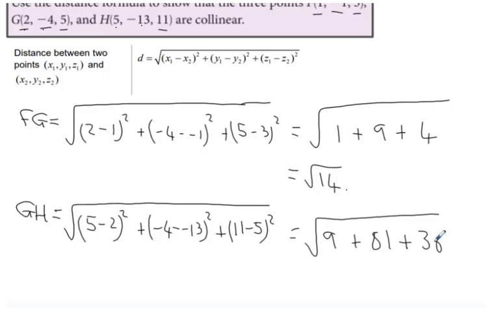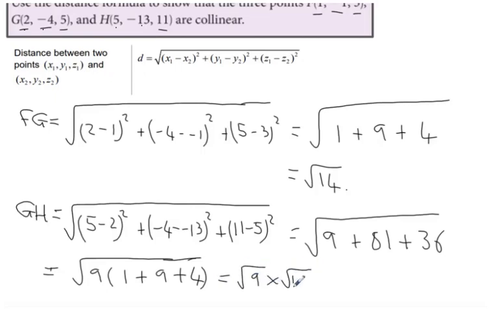So now, I think I might pull a factor of 9 out of that early actually, so I might say that's the square root of 9 times 1 plus 9 plus 4, which is quite handy because 1 plus 9 plus 4 is our 14. So we've got root 9 times 14, or root 9 times root 14. So that is 3 root 14. And finally, we will look at FH.